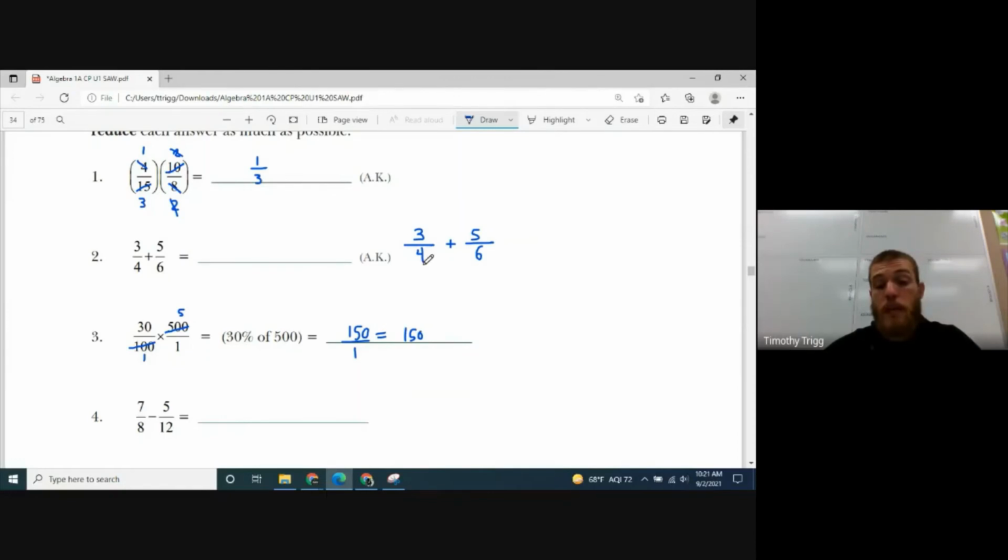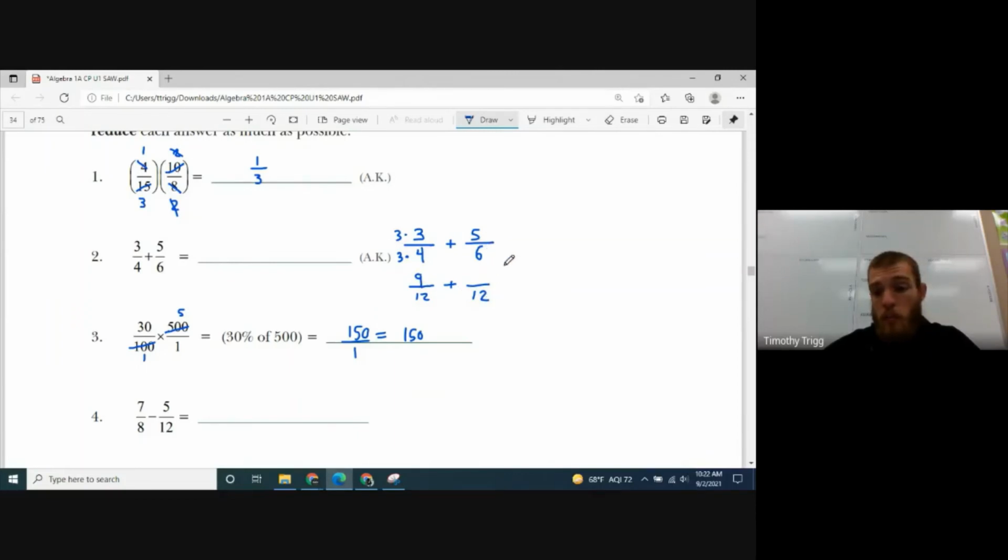Well, what's the lowest common denominator between 4 and 6? Well, it's actually going to be 12. So we could change both the denominators to 12 because 12 is a multiple of 4 and it's also a multiple of 6. So 4 times what gives me 12? 4 times 3 gives me 12. And so I multiply the numerator also by 3. That gives me 9/12.